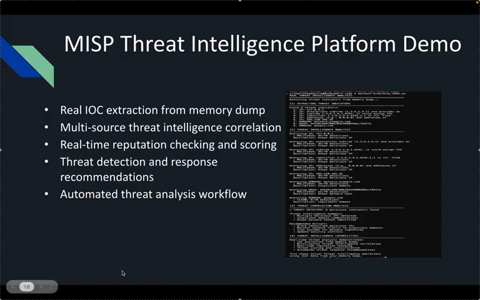So this is the MISP Threat Intelligence Platform demo. This demonstrates real IOC extraction from our memory dump feeding into MISP's threat intelligence engine. We can see multi-source threat intelligence correlation happening in real time. The terminal output shows the automated threat analysis workflow identifying 8 malicious indicators. Notice how the system provides threat indication and response recommendations automatically. That's what's powerful here, the automated correlation.